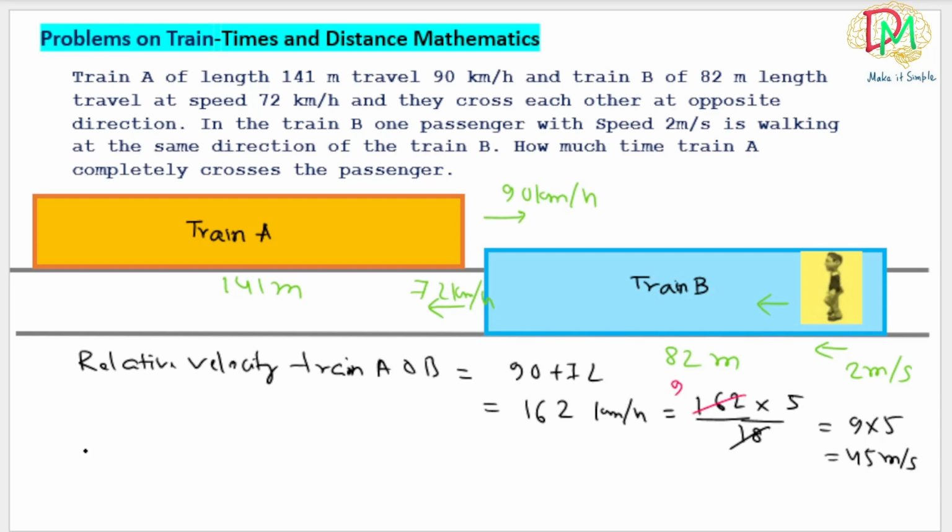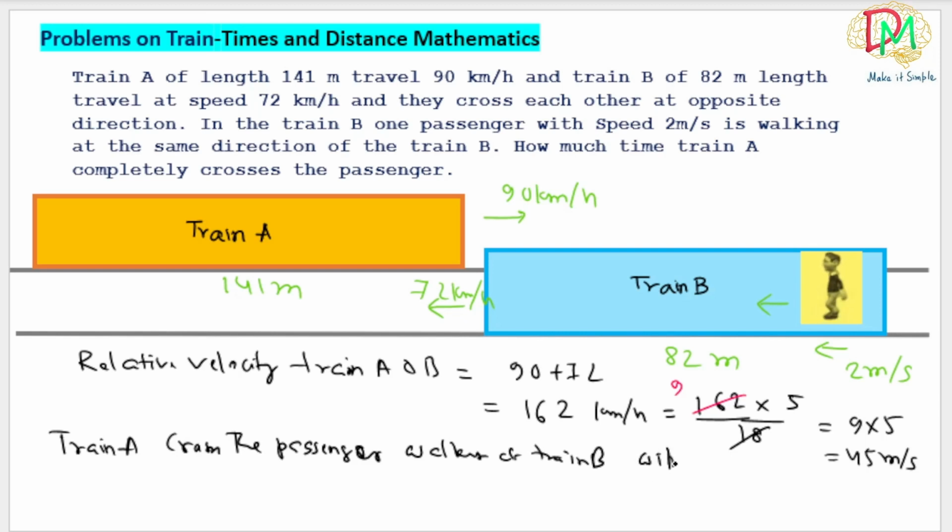So train A crosses the passenger walking in train B with a speed of 45 plus the walking speed of the passenger, that is 2. So 47 meter per second.